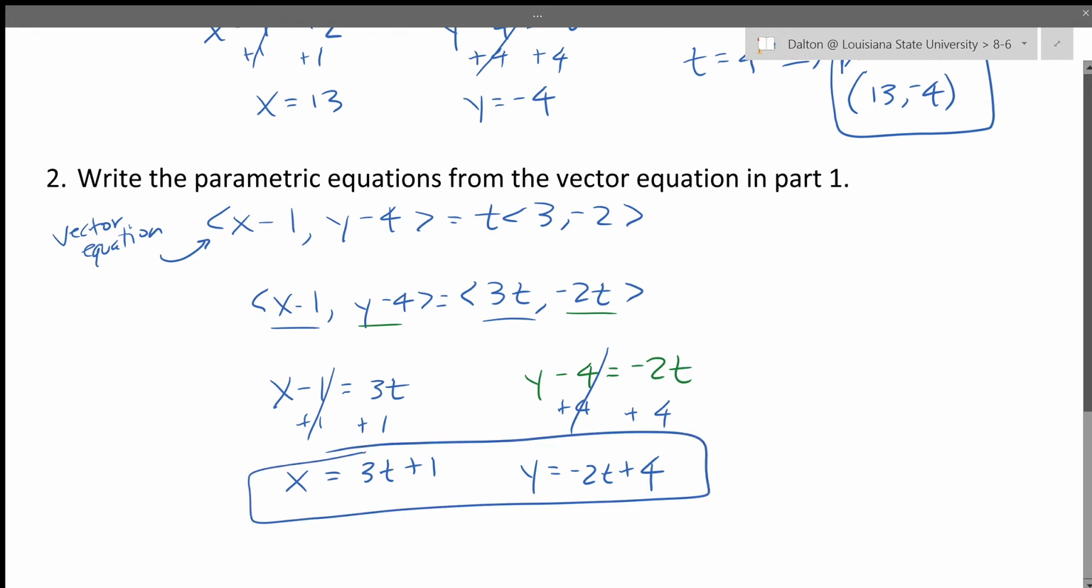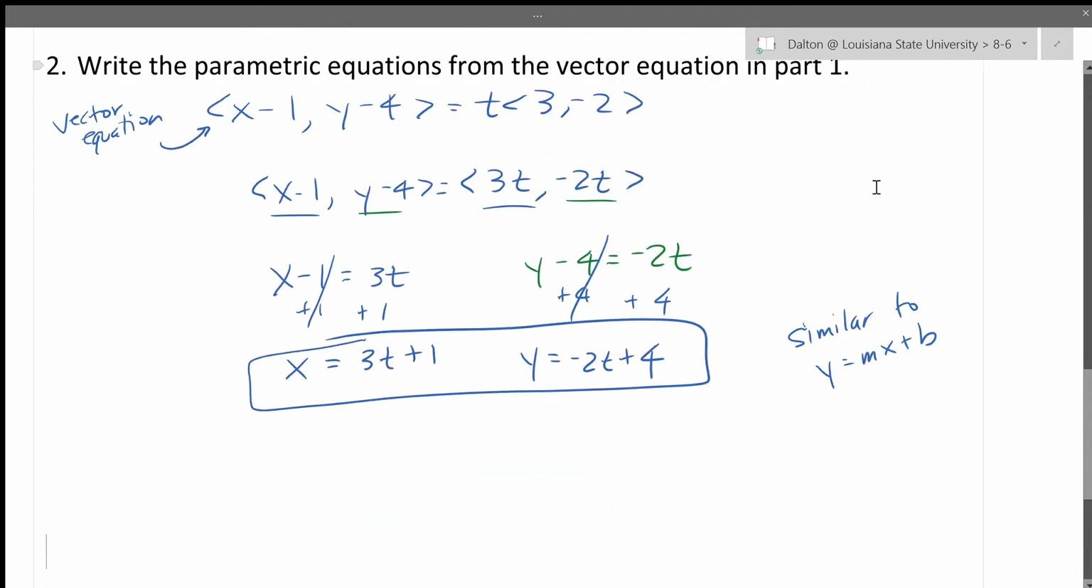These now look very, very similar to slope-intercept form, y equals mx plus b, except our parameter t, standing for time, is the independent variable, and that independent variable tells us where the x and the y are going to go. So please note, the vector equation is the exact same thing as the parametric equations, right? These two things are completely equal, it's just a different notation.